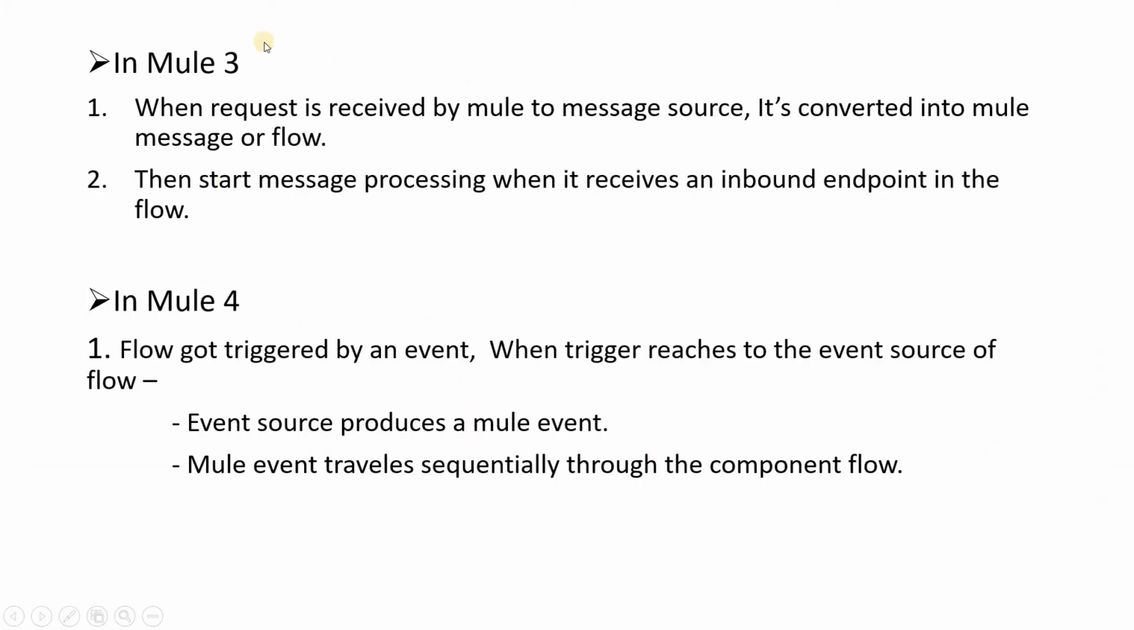In Mule 3, when a request is received by the Mule message source, it is converted into a Mule message, and message processing starts when it is received at an inbound endpoint in the flow. In Mule 4, the flow is triggered by an event. When the trigger reaches the event source of the flow, the event source produces a Mule event, and the Mule event travels sequentially through the components of the flow.